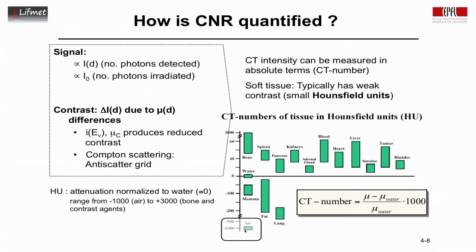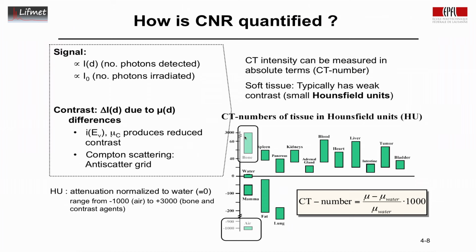Air is at minus 1,000. Well, air has essentially no linear attenuation coefficient. There are no electrons in air, or very few. The density is very low, so we are getting minus mu water divided by mu water. That's minus 1 times 1,000, which is minus 1,000. This is where we have the air down here. And we have the bone here. This is a high electron density, so we have up to plus 3,000.